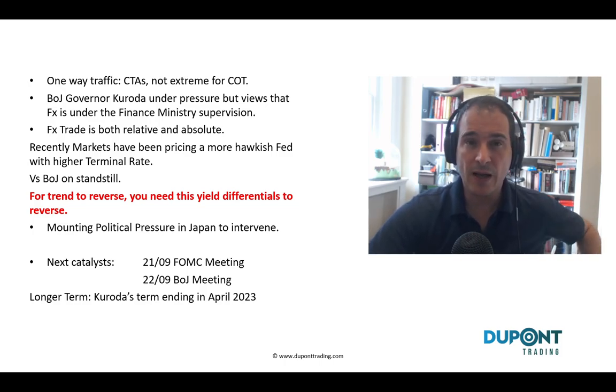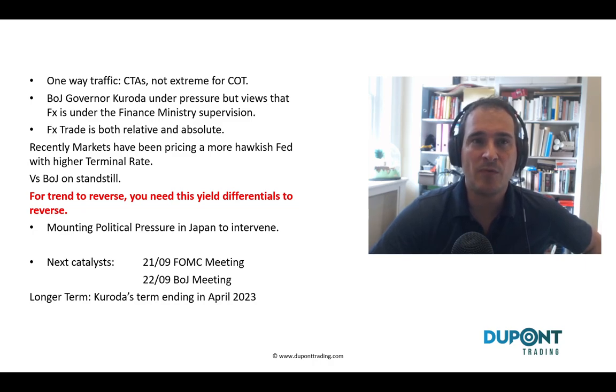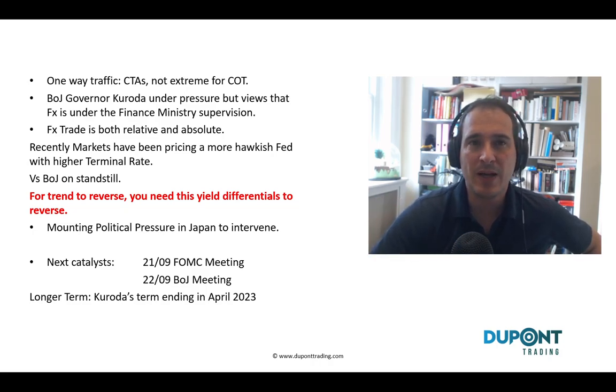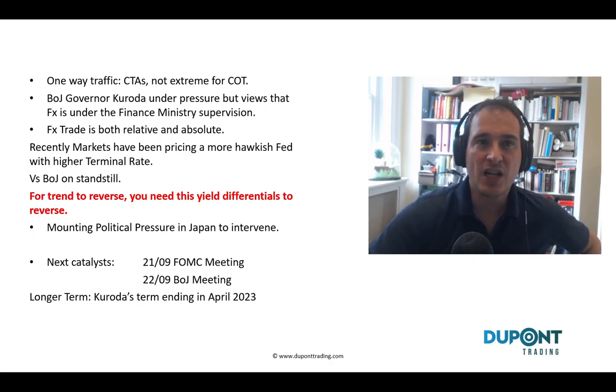In the meantime, the market has not been pricing any change from the Bank of Japan. So as long as we do have this hawkish Fed and this Bank of Japan not doing much, the trend is going to carry on. You can have some talks, you can have some even FX intervention, but the trend is so strong that really it's going to be hard to see how we can change this move. So as I said before, there is mounting political pressure in Japan to at least contain this move.